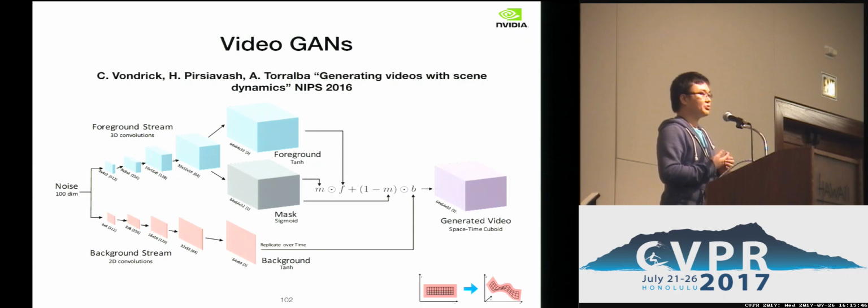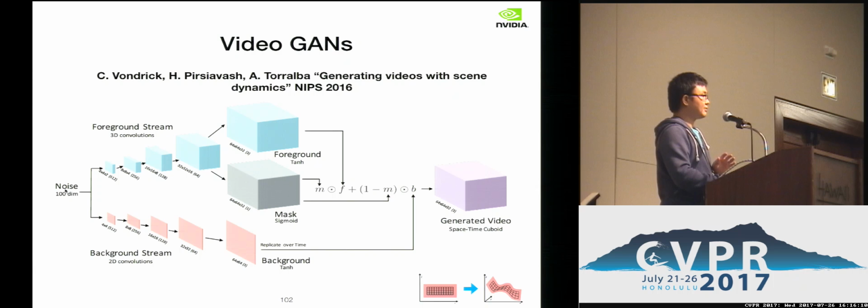Now we'll be talking about another type of distribution we would like to learn. Apparently, what we observe is time series. We always observe videos. We would like to be able to model videos using GAN. Last year, Vondrick et al. published the very first work on using GAN for video generation. And this is their model.